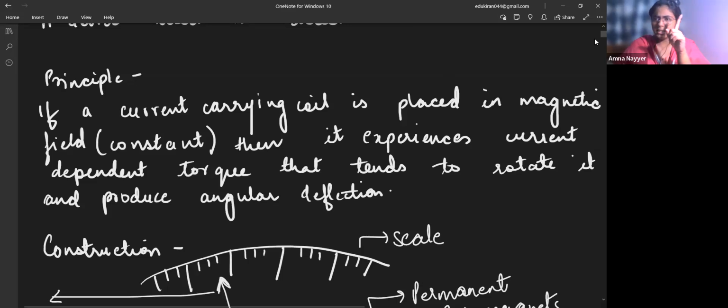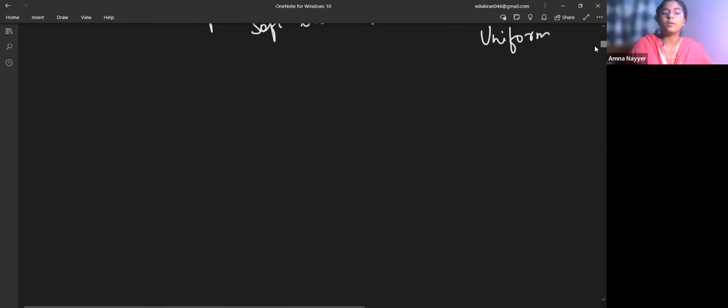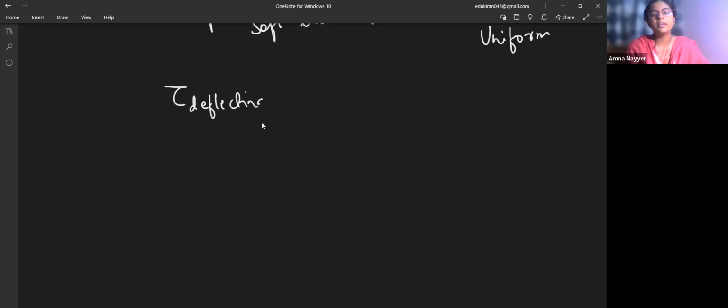Let us find out how much displacement occurs. If a pointer is rotating, some angular displacement is occurring. The initial position was this, now it has moved here. So how will you find out the angular displacement? See, there are two torques in your system. One is the deflecting torque. Deflecting torque tends to move it and produces deflection, which we studied in the last class. It was N number of turns, area, current, magnetic field, NAIB.